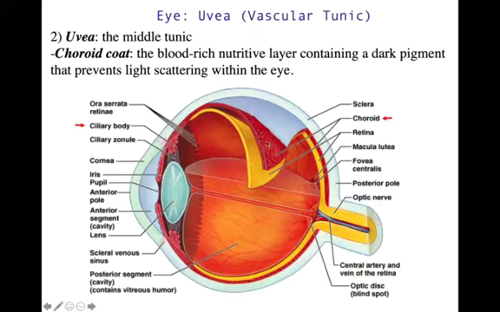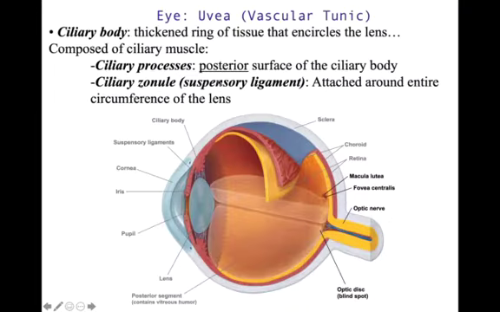The second function for the choroid coat is that it prevents light from scattering. The inner surface of your eye is very dark. You don't want the light bouncing around everywhere. Once it hits the retina, you want it basically staying in one spot. So one of the layers that is very dark is the choroid coat, which has melanocytes. So number one, it provides blood to the eye wall. Two, it prevents scattering of light within the eye.